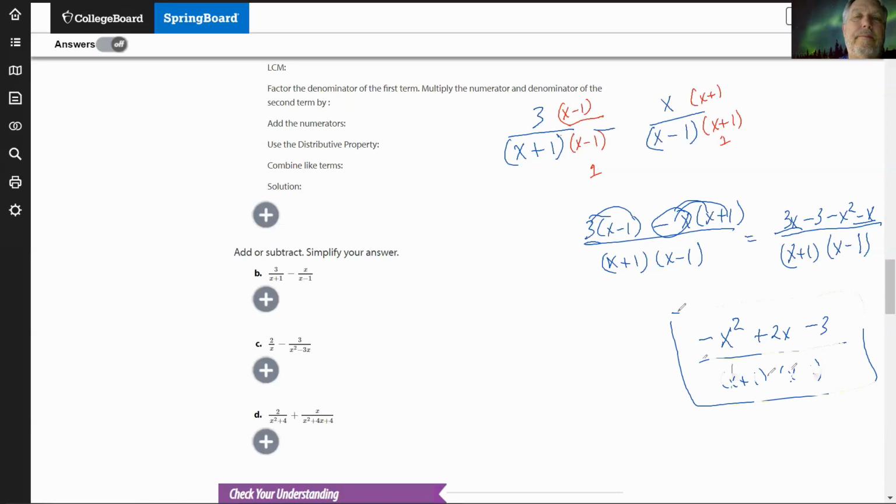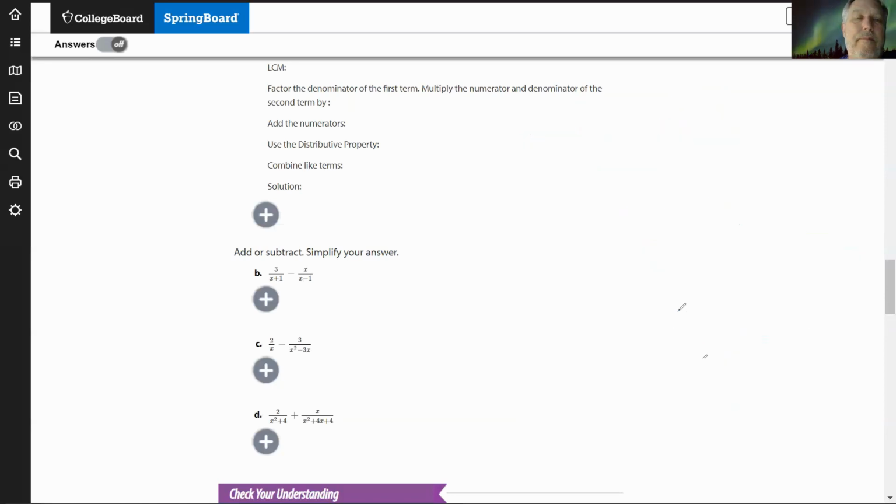All right, C. C is going to be 2 over x minus 3 over x squared minus 3x. And this is one of the cases where we want to factor them. So we have 2 over x, and there's nothing I can do there, minus 3 over, this is x squared minus 3x. So I can factor out an x, and that's going to leave me with x squared divided by x is x. Negative 3x divided by x is negative 3.